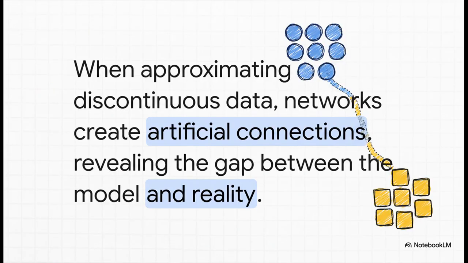And here's a perfect picture of that gap. When a network tries to model data that isn't perfectly smooth, it can create these bizarre artificial connections between different points. These are sometimes called spandrels. The model is basically just guessing, filling in the blanks, because it assumes everything is connected smoothly. It really shows you the massive difference between a perfect math problem and a real-world trained model.